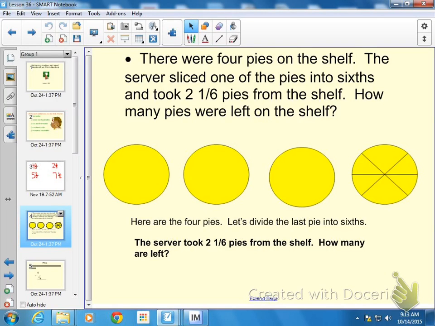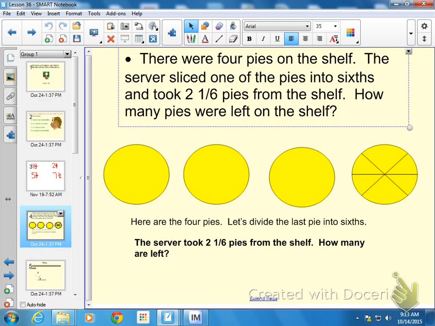Okay, so there were 4 pies on the shelf. The server sliced one of the pies into 6 and took 2 1/6 pies from the shelf. How many pies were left on the shelf? So here we have 4 pies. And the last one, this one right here, is sliced into 6. So he's taking away 2 wholes and a 1/6 slice.